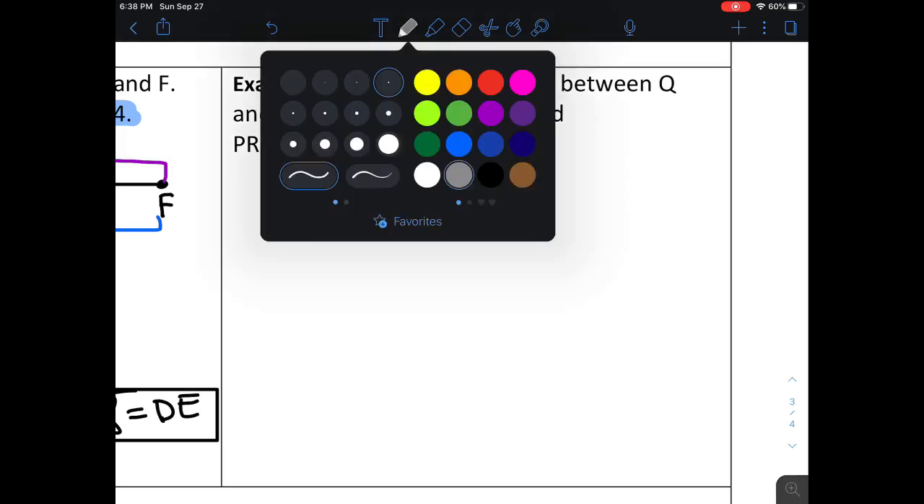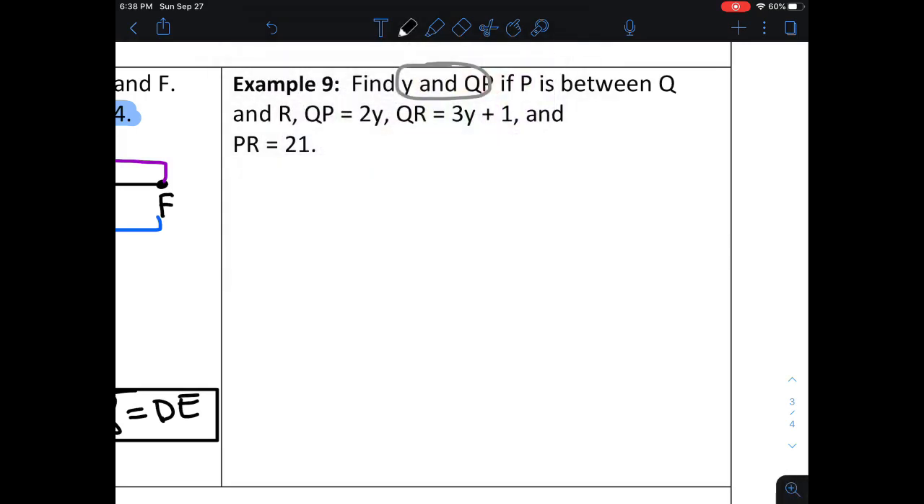If P is between Q and R, let me go ahead and draw that out right now. So Q, R, and then P is somewhere in between. Don't put it in the middle unless it tells you. Do not put it in the middle unless it tells you to put it in the middle.